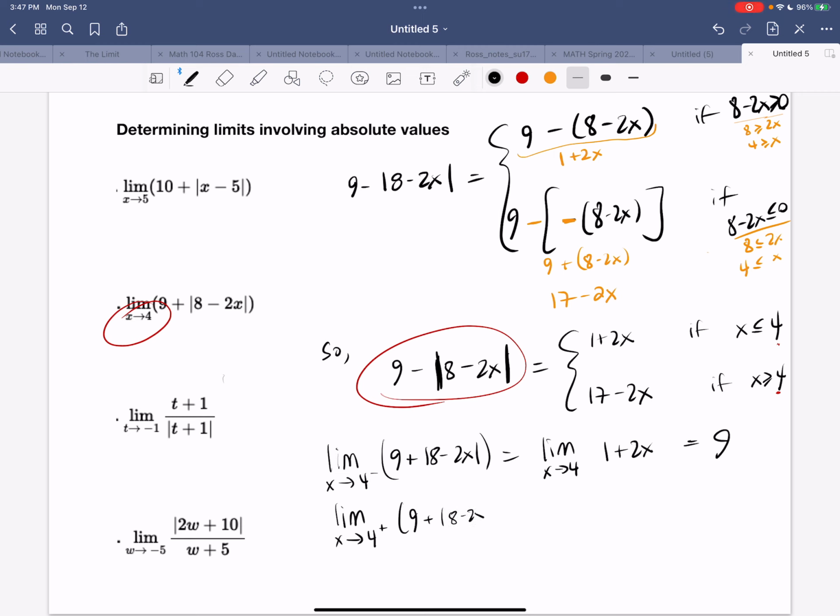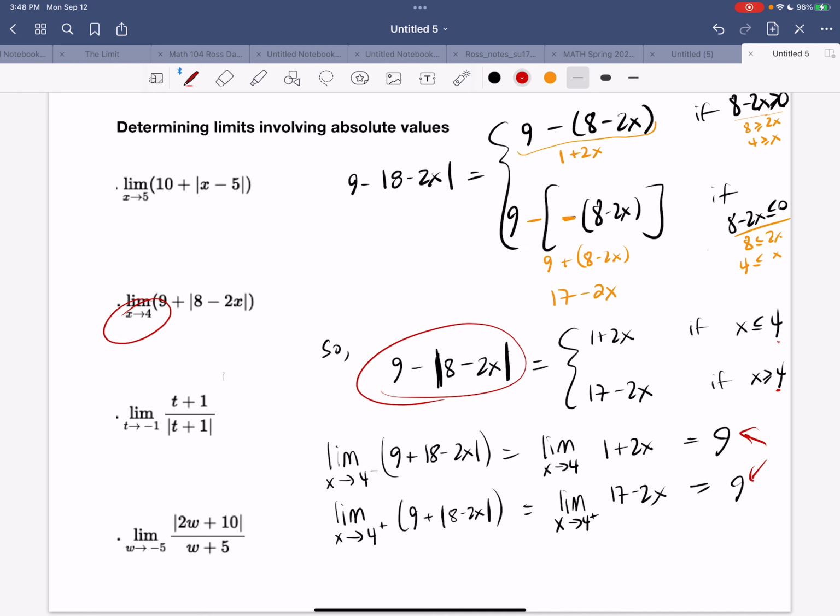Let's see here. So that's going to be the limit. Now this time I'm going to use the formula of 17 minus 2x. So 17 minus 2x as x approaches 4 to the right. That's going to be 8 because as x approaches 4, 2x is going to approach 8. Oh, wait a minute. So 17 minus 8, that's 9. Okay. 9. Okay, great. So since these are the same, we say that this limit exists and is equal to 9. Okay.